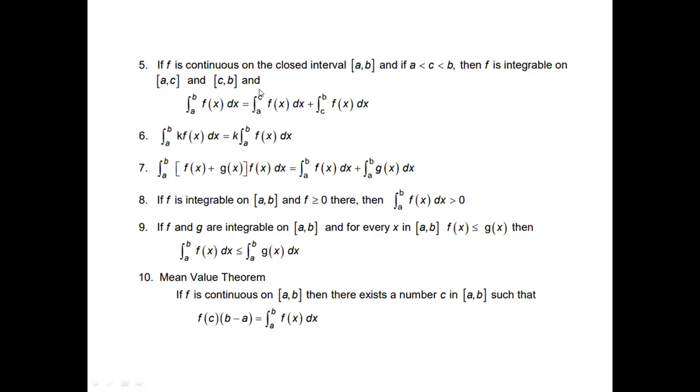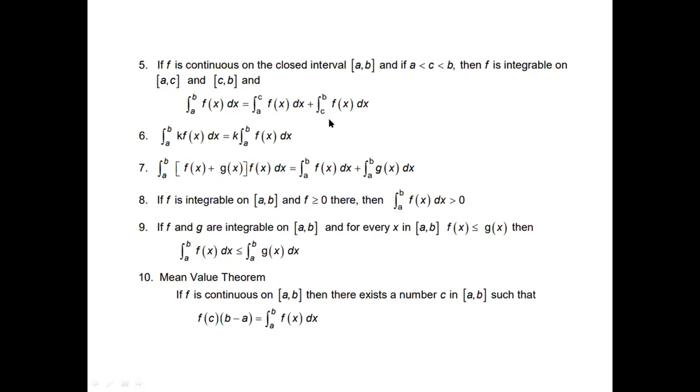For example, class, you integrated from 1 to 10. And then somewhere in the middle of 1 to 10, you can have 7, you can have 5, you can have 6. If you're going to break down the original integral that was evaluated from 1 to 10 into 1 to 5 and then 5 to 10, your answer would still be the same.